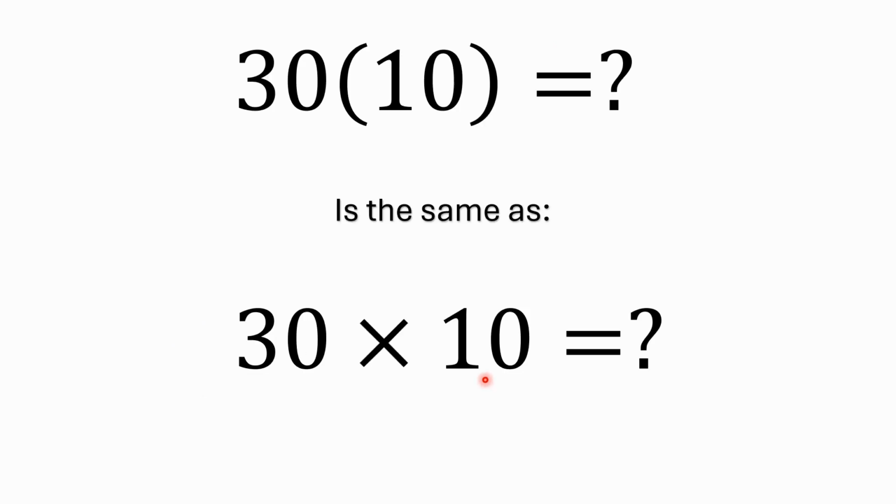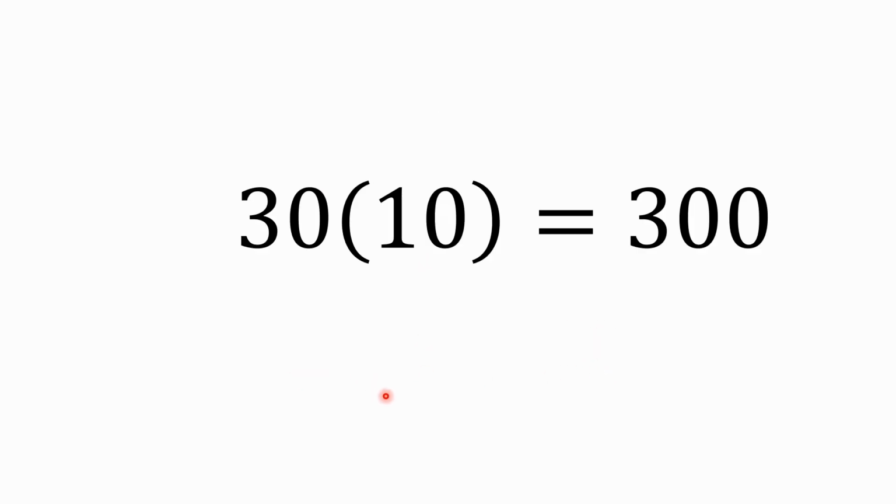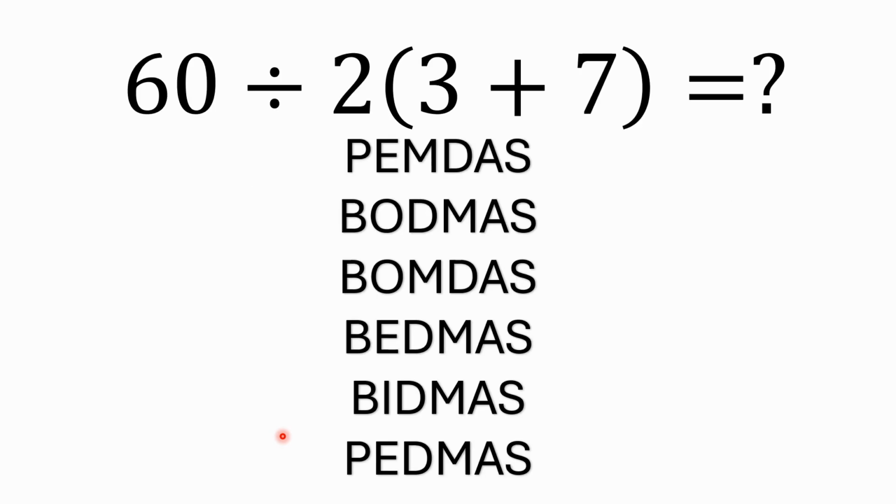All right, so 30 times 10 is what? Well, it's 30 times 10. This is the same as this. Here I have the multiplication symbol. These two expressions here are equal, because I have an equal sign, they are equal to each other. 30 times 10 is 300. So the answer to this problem would be 300.